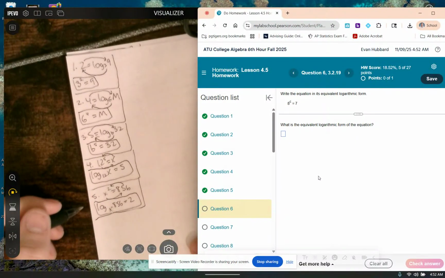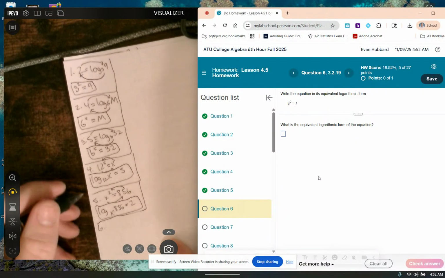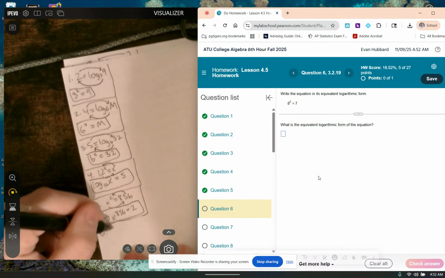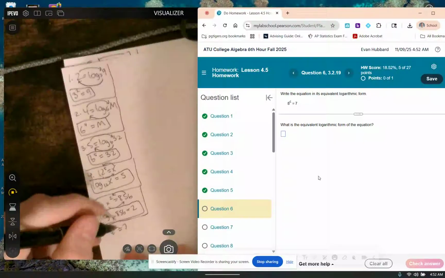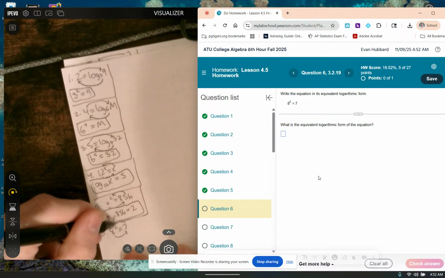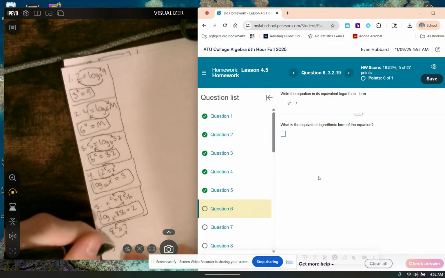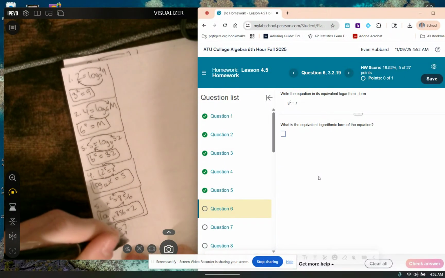All right, number 6, we have 8 to the power of c equals 7. So you just do this counterclockwise motion. Log base 8 of 7 equals c.